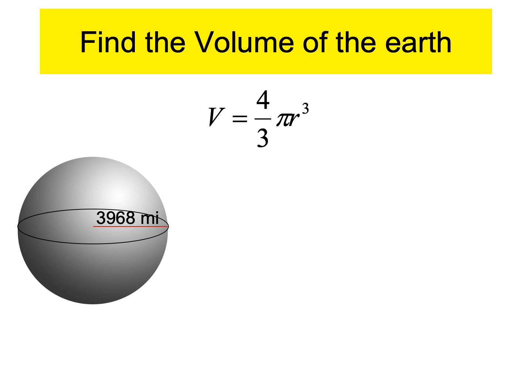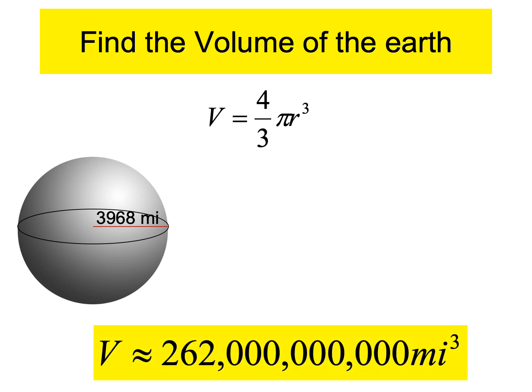So all we got to do is plug that number in. With a calculator, this isn't too bad. Haven, check my math for me. If you plug that number, 3,968, into the formula with a calculator, you should get that. Let's see, what is that? That's thousands, millions, billions. So 262 billion cubic miles is the volume of the Earth.